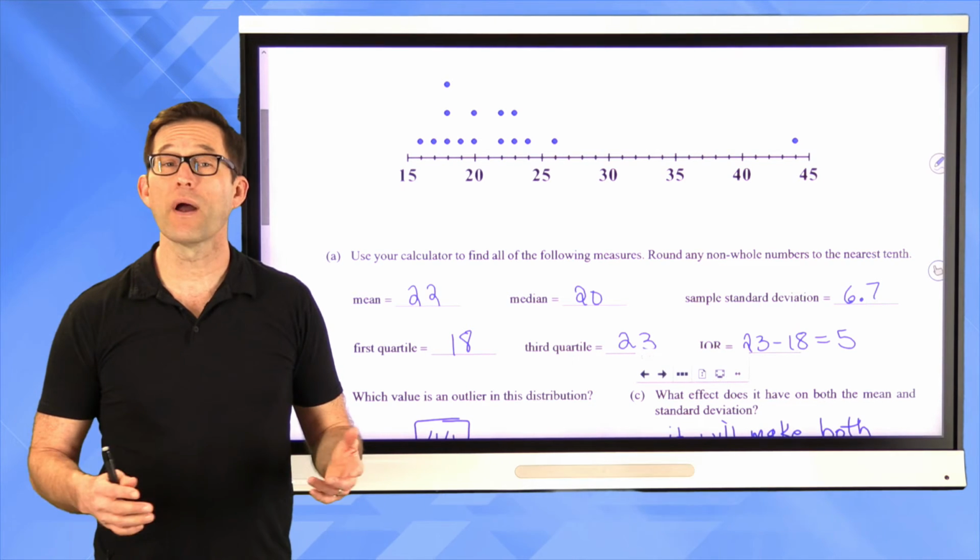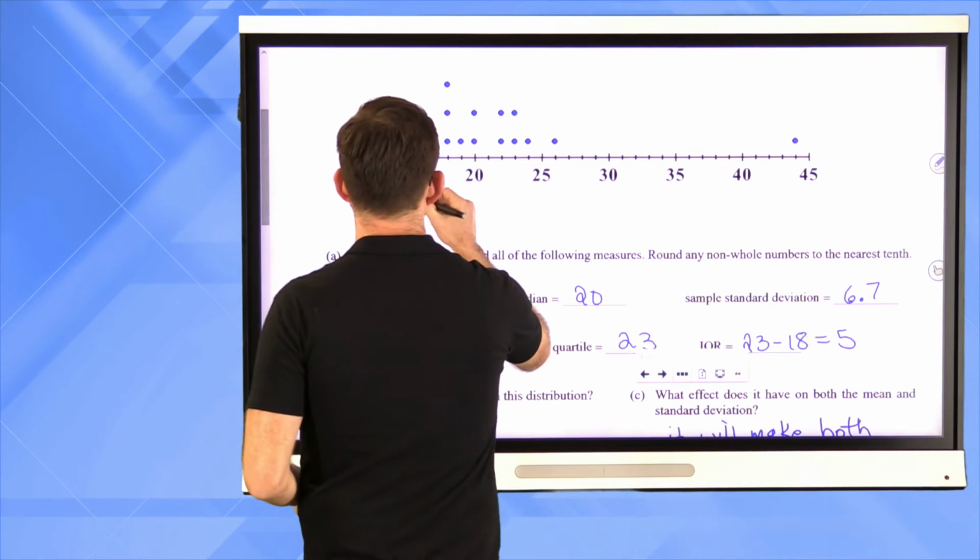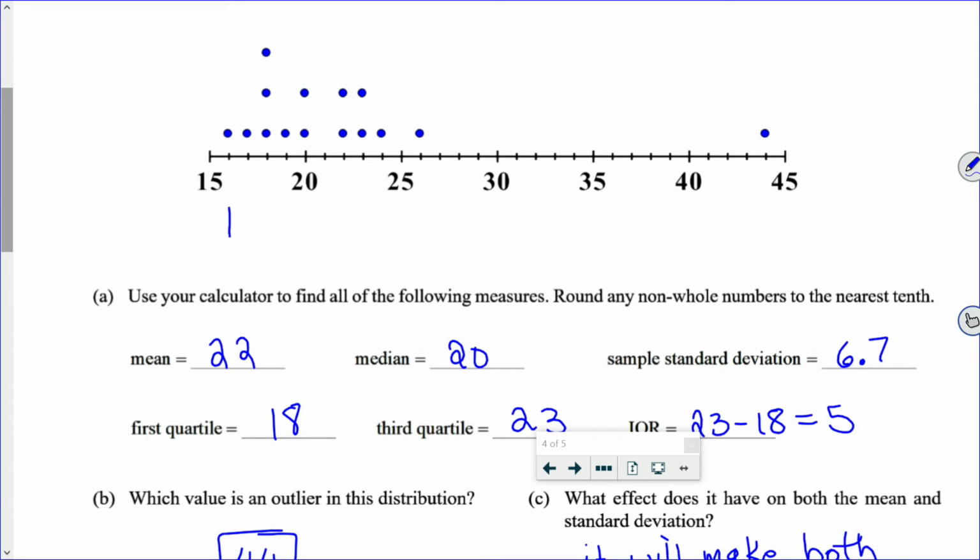Well, remember how we draw a box plot. We put a line at the minimum. We put a line at the maximum. That's pretty easy. We put a little vertical line at the first quartile, that's at 18. We put a line at the median, that's at 20. And we put a line at the third quartile, which is at 23. We put a box right around that 50% of the middle data, and then we extend whiskers out to the maximum and the minimum values.